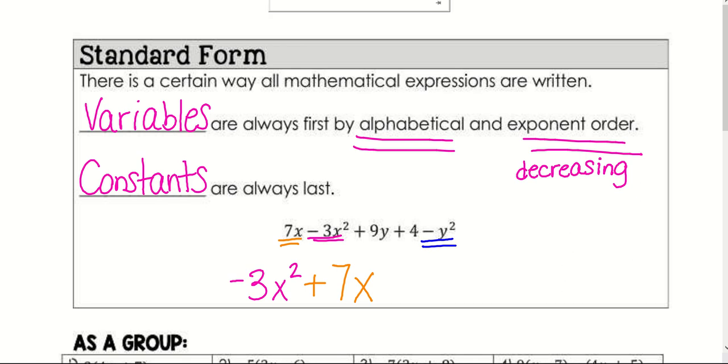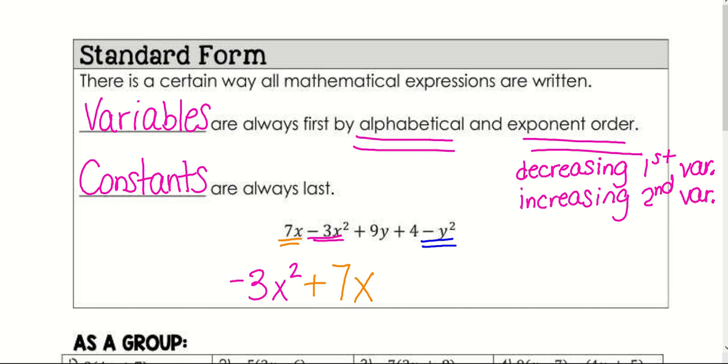Okay, so I'm going to backtrack a little bit. As I was going through this problem, I realized that with the exponential order, it's decreasing for the first variable, and then it's increasing for the second variable. So I like to say that it makes a wave. It goes higher exponent to lower, and then it goes lower exponent to higher, so it's making that wave.